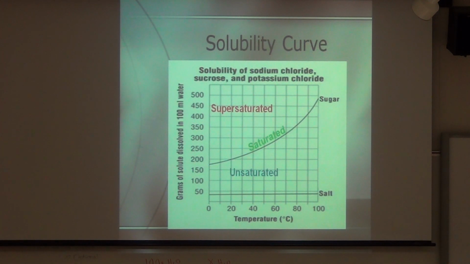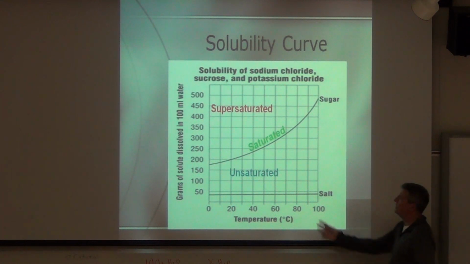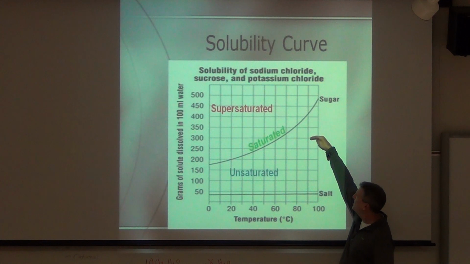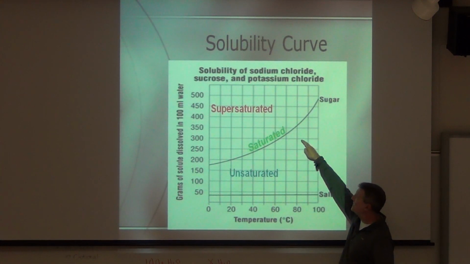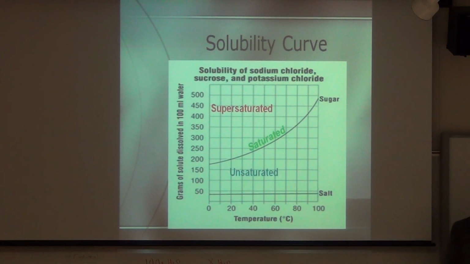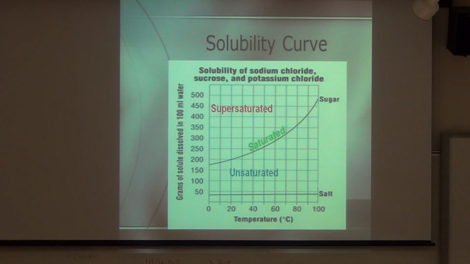That's a unique case, but sometimes we can supersaturate a solution. For example, with sugar, if we increase the temperature up to near boiling and maybe dissolve 300 grams and then cool it very gradually, we may be able to keep more sugar dissolved in there than we could normally.